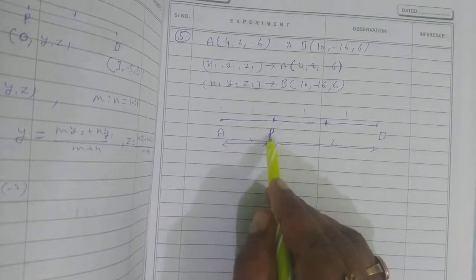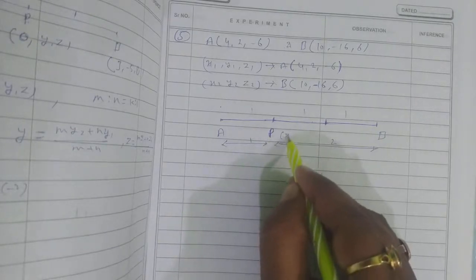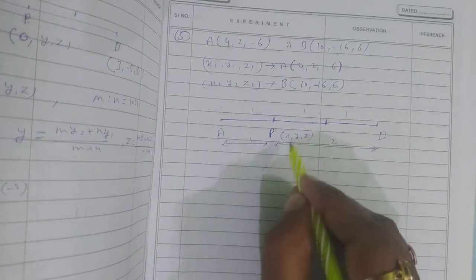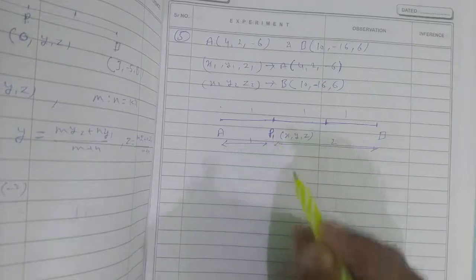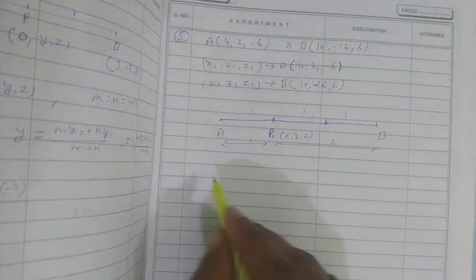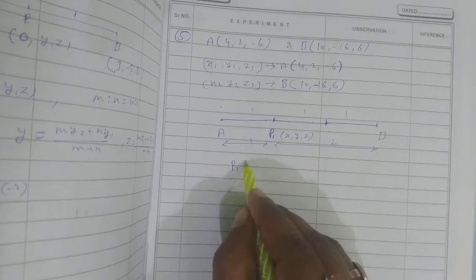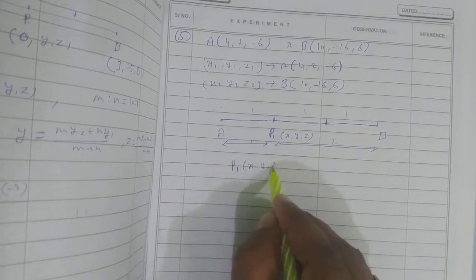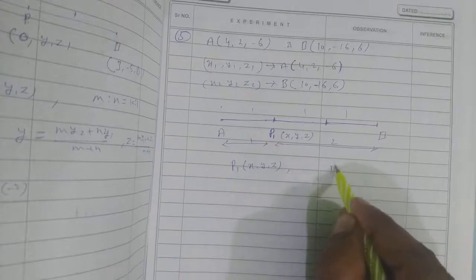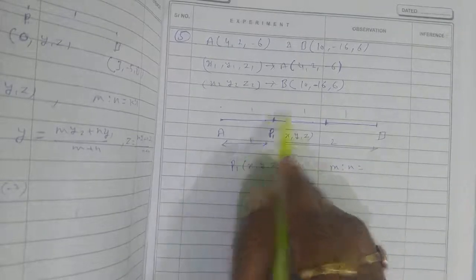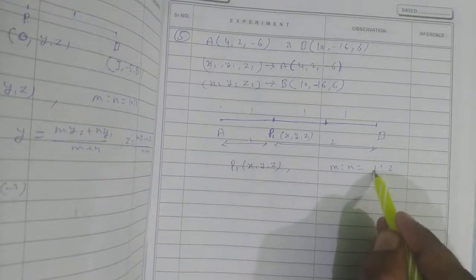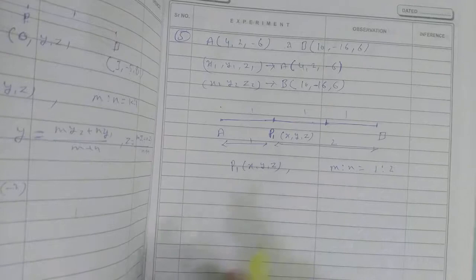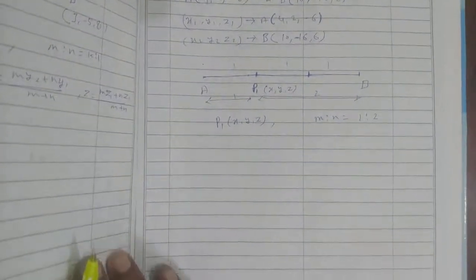So what is the coordinate of this point P? You will find the coordinate of the point P, which is x, y and z. First write P1, the coordinate of P1, as x, y and z. And what is the ratio m:n here? In this condition the ratio m:n is 1:2, meaning the value of m is 1 and the value of n is 2. According to this you will write the identity here.